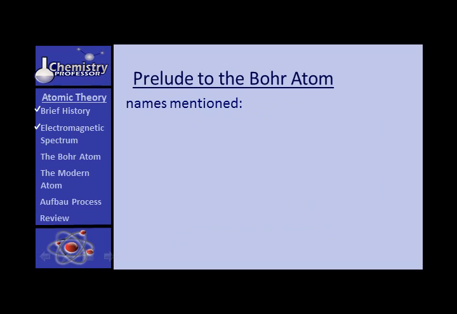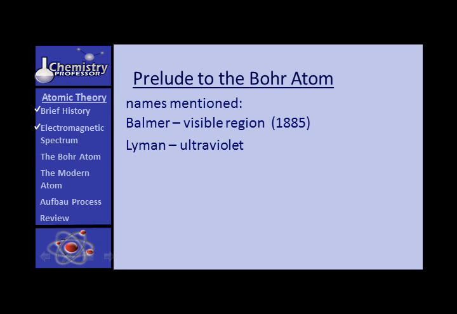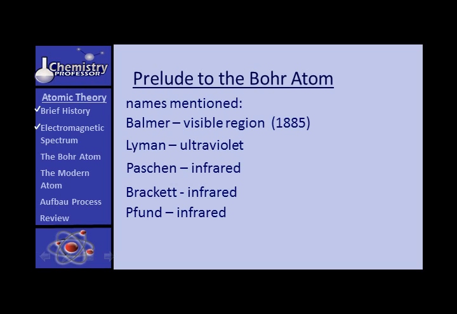If you study line emission spectroscopy or emission spectroscopy, you may hear these names mentioned. That was Balmer, who was doing work in the visible region around 1885. This was a period of time in which there was a lot of really intense work going on. Lyman was working in the ultraviolet. Paschen, Brackett, and Pfund were working in the infrared region. And Rydberg was doing some work in 1889 as he was trying to make sense of all of this.